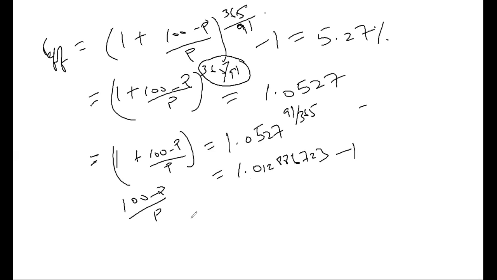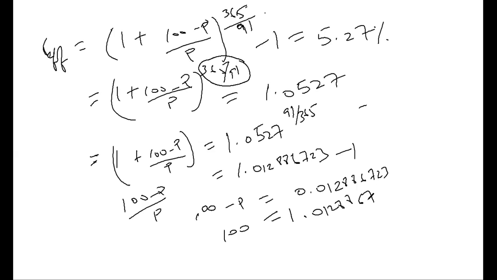So we can say 100 minus P is equal to 0.012886723 P. So 100 should equal 1.012886672 P. Yeah, I have the same number.